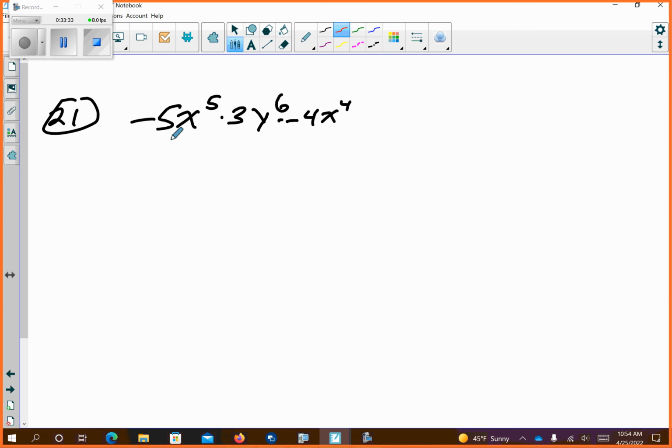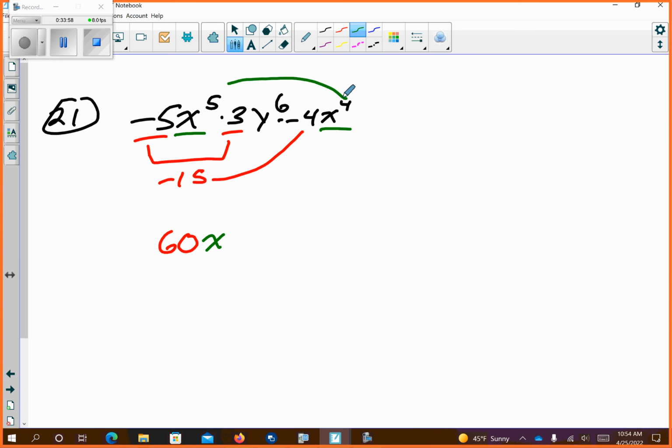All right, let's see. Number 21. -5 times 3. I think that gives me -15. And then -15 times 4 is positive 60. Okay, I don't have anything on bottom. X to the 5th, x to the 4th. How many x's do I have? 9. And then y to the 6th. There's nothing. I'm not canceling anything. I'm just combining like terms.